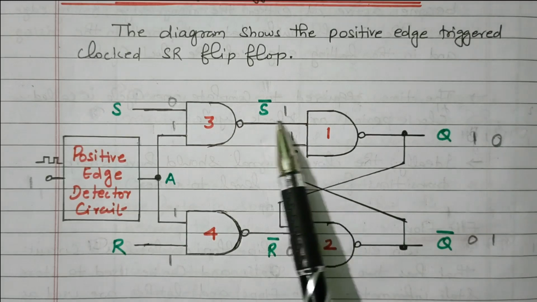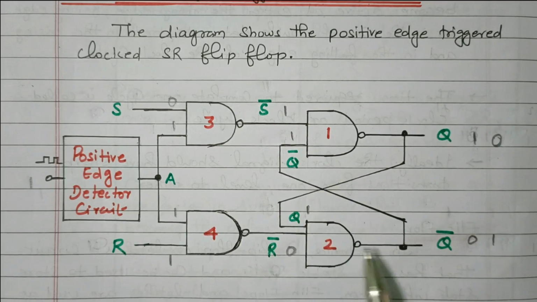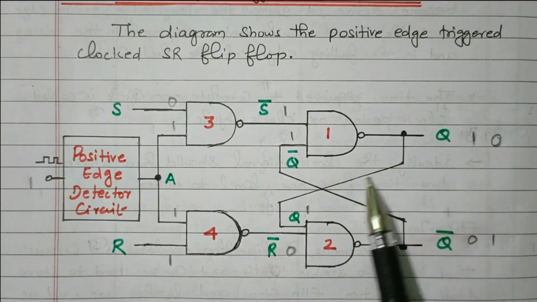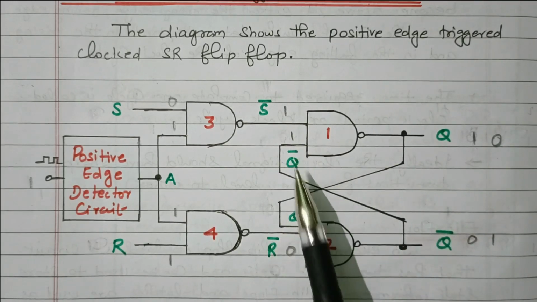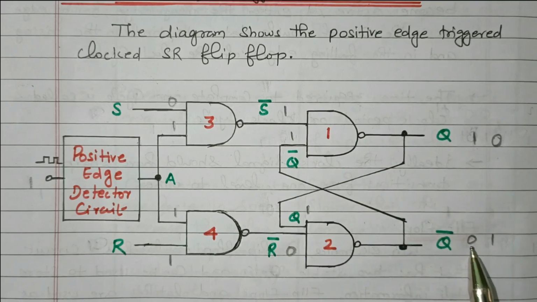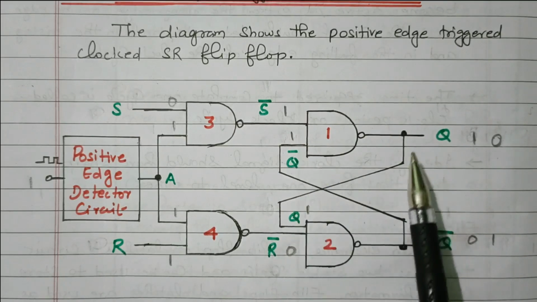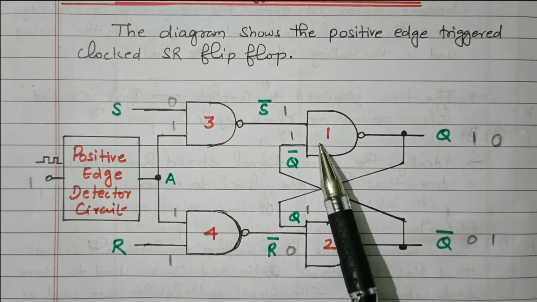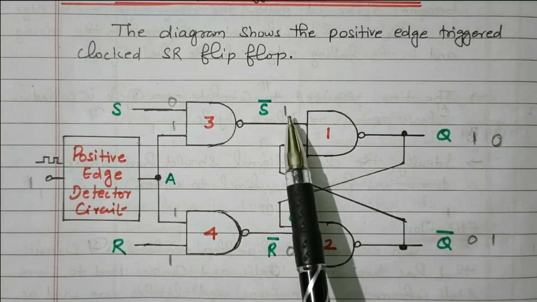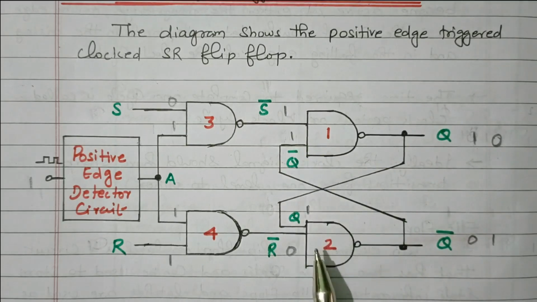So here the S bar is 1, R bar is 0. This 1 is applied here. From down to up we need to go, right? Presently it is 0. Now changed to 1. That one only applied. We need to follow the logic either from bottom flip-flop to top or top to bottom. Now we'll follow from bottom to top, right? So 1, here also 1. First we'll see this, then we'll go to the flip-flop 2, NAND gate 1.